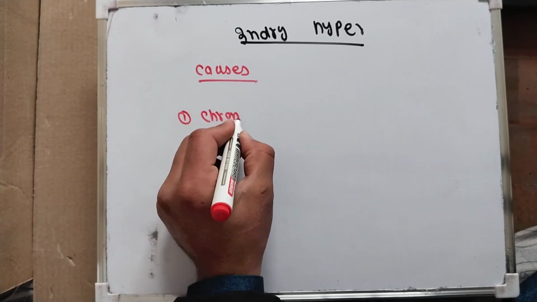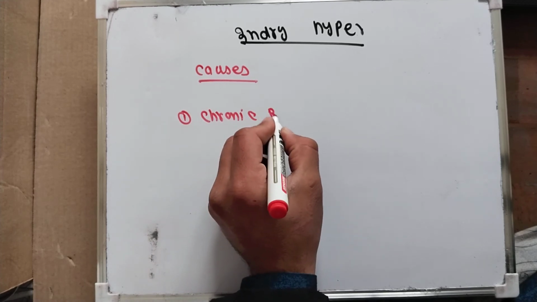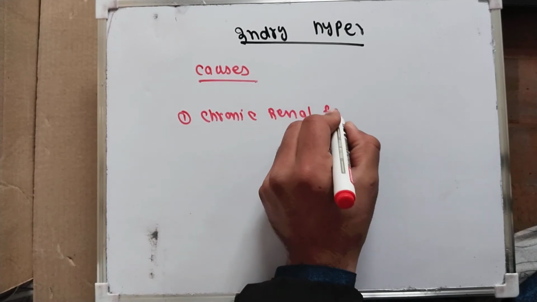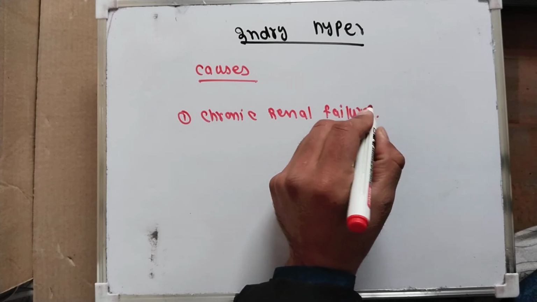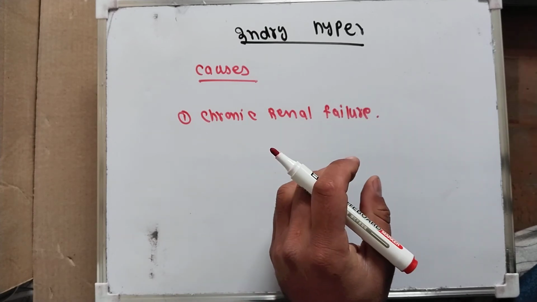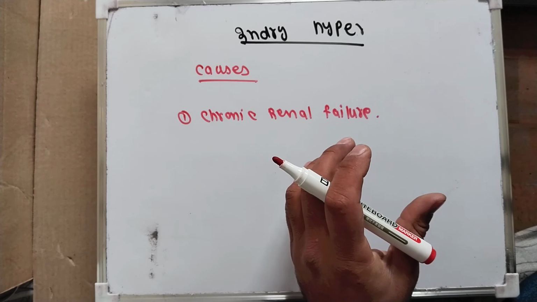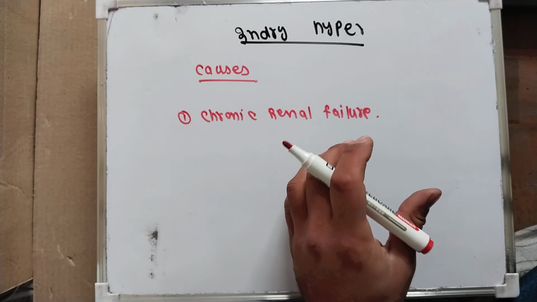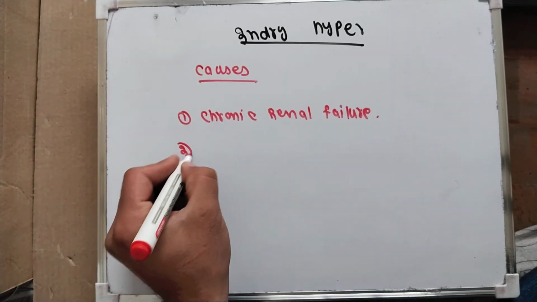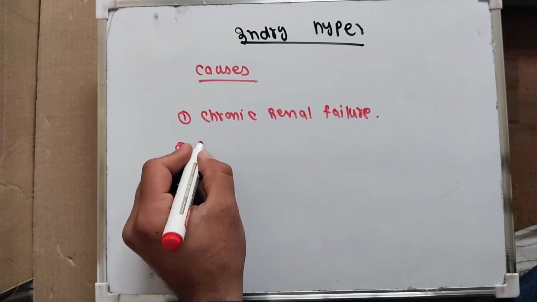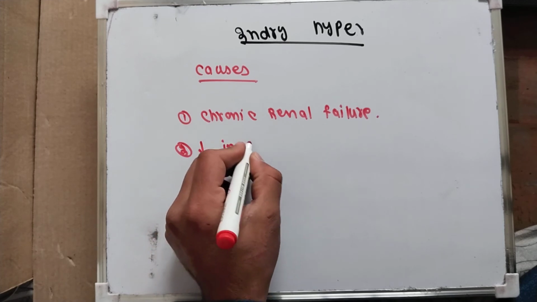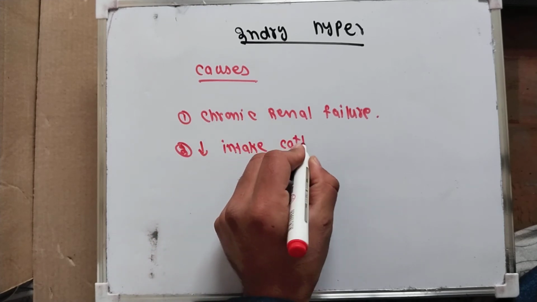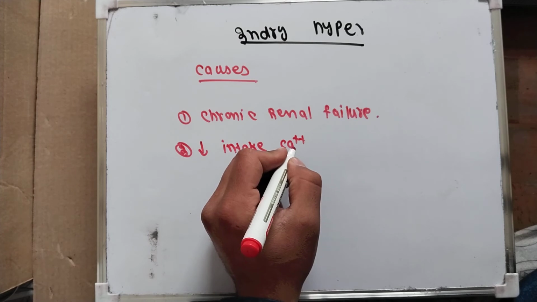These causes include chronic renal failure. When chronic renal failure occurs, this causes secondary hyperparathyroidism. This is one cause. The second cause is decreased intake of calcium. When we take a little amount of calcium in the food, this can decrease the calcium level in the blood, and we have hyperparathyroidism in response.